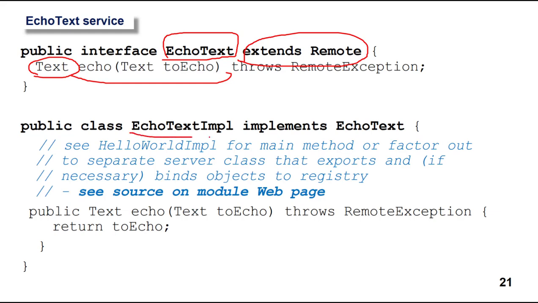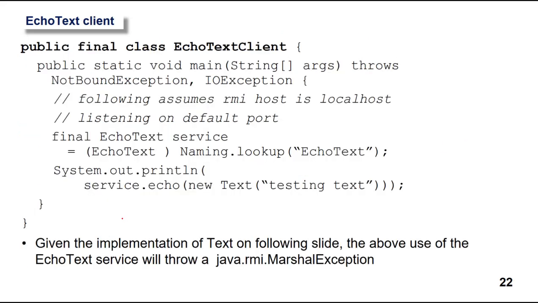And then we have our implementation class. So echo text implement, which implements our interface, and again it provides an implementation for the method that we've seen above. It basically returns the echo of type text. So let's have a look at the client. So the client again looks up the service via its name, and then it can do something with that service. So in this case, it's calling the echo method on that service, but instead of sending a string over, what it's doing is sending an object of type text. Okay, and that text wraps a string.